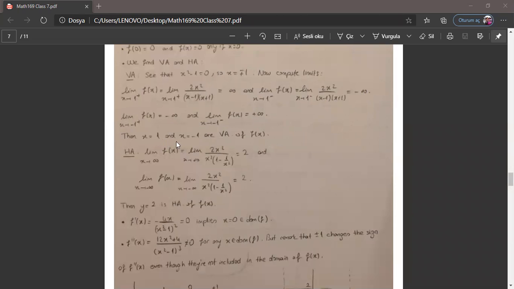So x equals 1 and x equals minus 1 are the vertical asymptotes of the function as we get infinities. What about the horizontal one? To compute that, we compute the limits when x is approaching infinity and minus infinity. Here we get 2, and for minus infinity we get also 2. So y equals 2 is the horizontal asymptote.